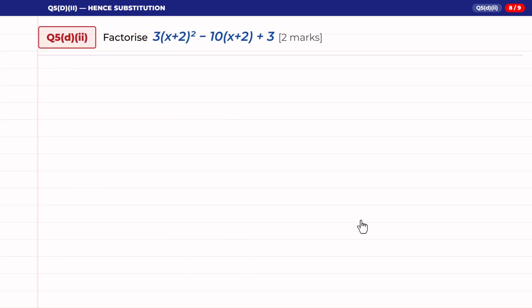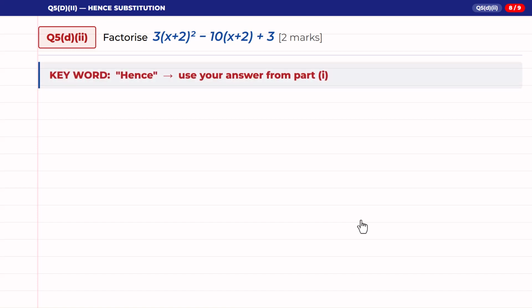Question 5, Part D, Part 2. Factorize 3 times bracket x plus 2 squared minus 10 times bracket x plus 2 plus 3. 2 marks. The question says hence. That word is your most important instruction. It means do not start from scratch, use your answer from Part 1.